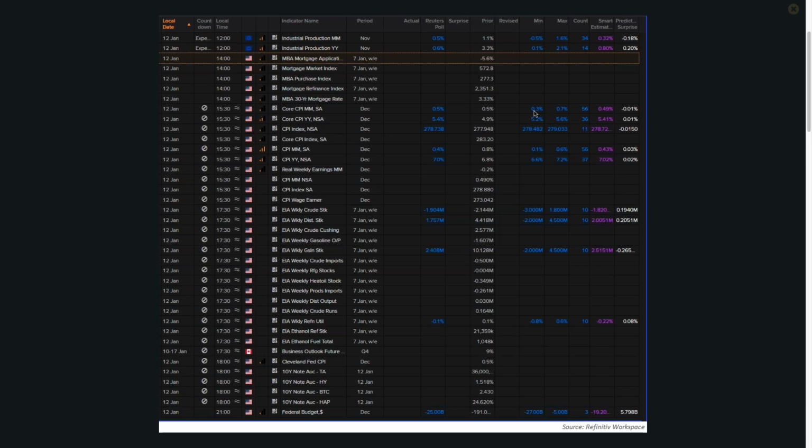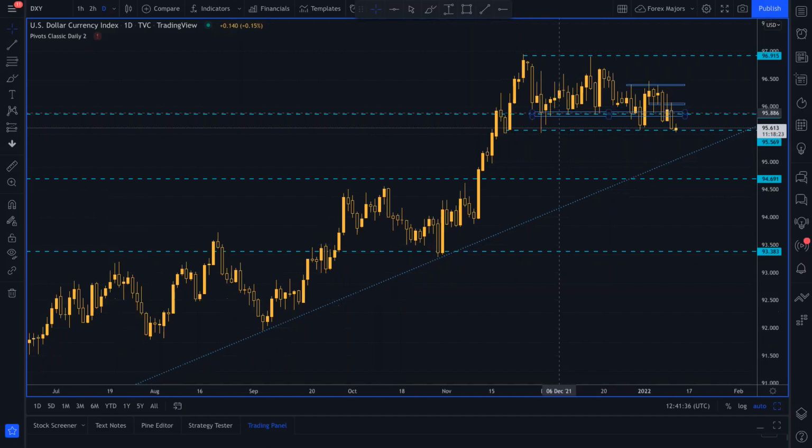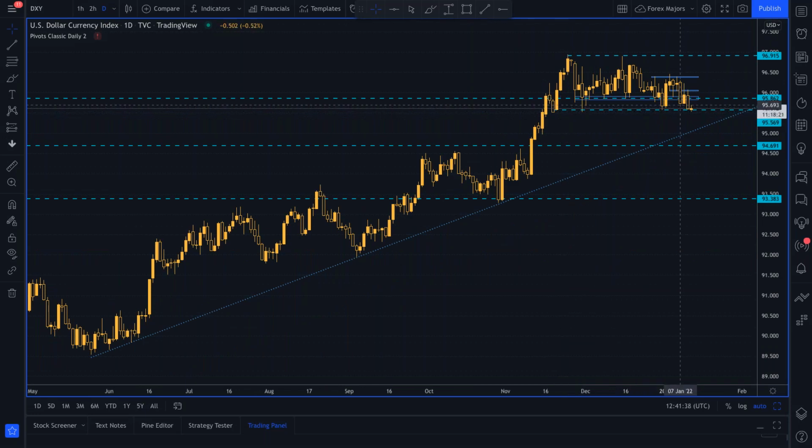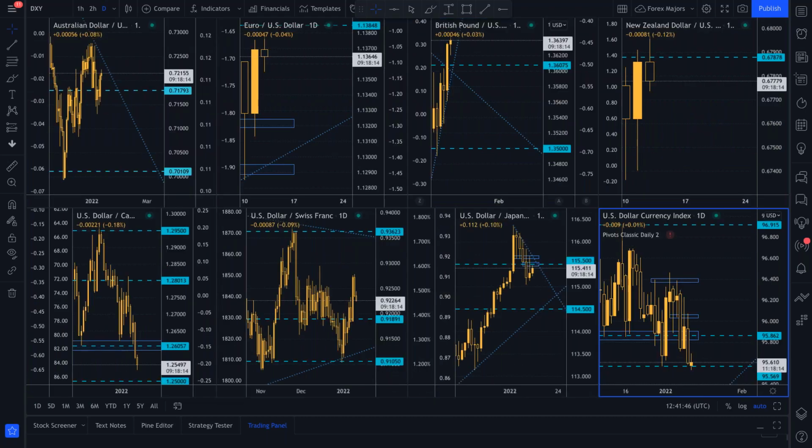So if inflation is below, say, 5.2, say the core comes in at 5.1, headline comes in at 6.5, then that would result in dollar weakness. So the trade: dollar selling down to 95. Lovely, okay? Now, don't forget the dollar is paired with these other majors.